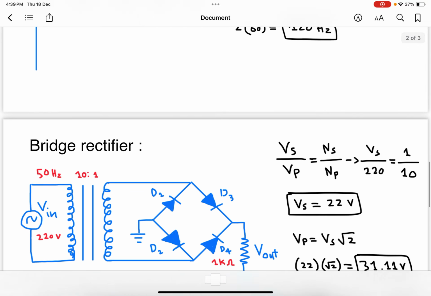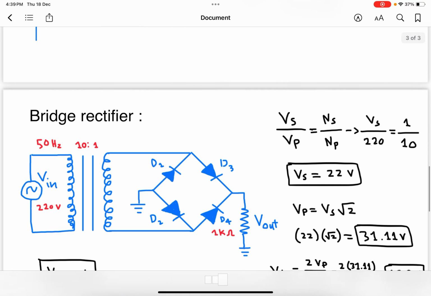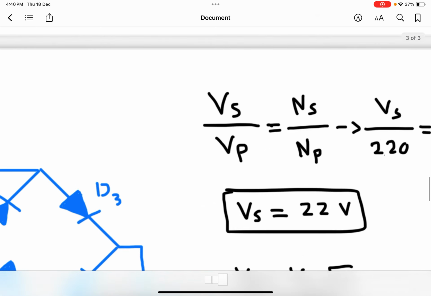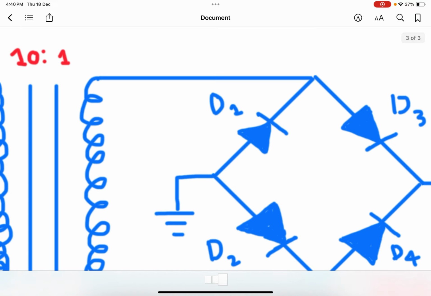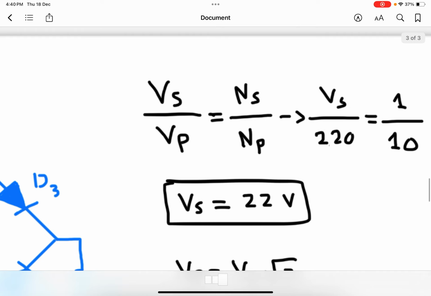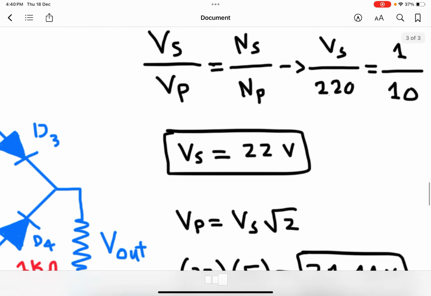Now we will move to the third type of rectifier, which is the bridge rectifier. Here we use 4 diodes and also the same steps that we used in the half wave rectifier and full wave rectifier, we will use here. So if we want to calculate the secondary voltage on the secondary winding, it will be the secondary voltage divided by the primary voltage, which is equal to the secondary winding divided by the primary winding. Now the secondary voltage will equal 22 volt.